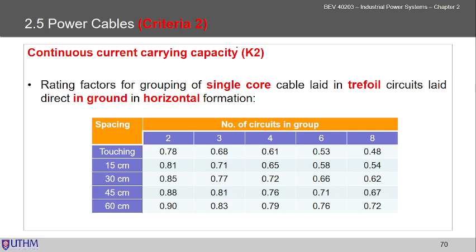Okay, if the single core still with K2, we have a lot of arrangements or conditions. This time it is a single core cable laid in trefoil, a trefoil circuit in ground, in horizontal formation. Since it is a trefoil, we don't have the tier formation, only the horizontal formation, because it is only one trefoil circuit, right? And same thing, we need the spacing and the number of circuits in the group. That means how many trefoils we have, okay?